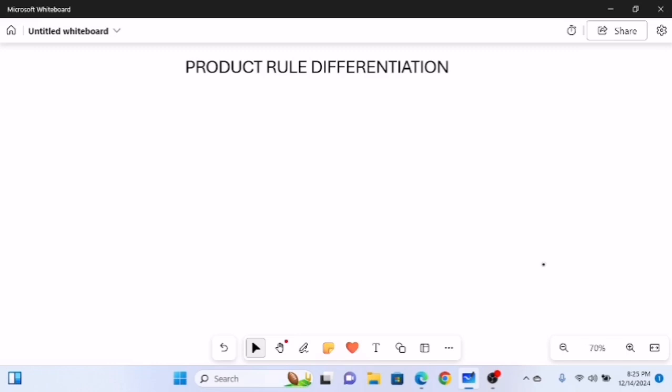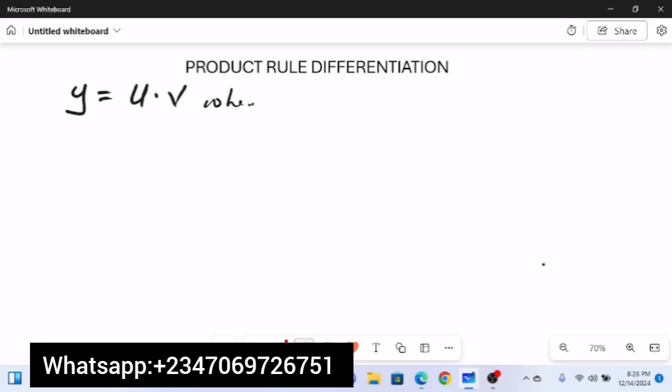Now, let's say y is equal to u times v, where u itself is a function of x and v is also a function of x. So this actually makes y a function of x. Now, if that's the case, how then do we find dy over dx?